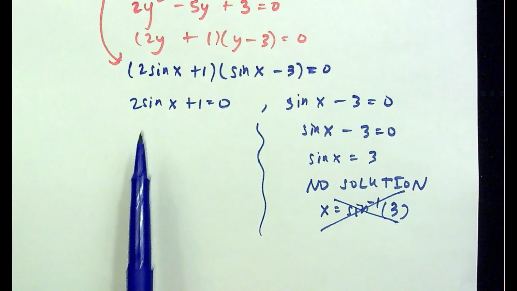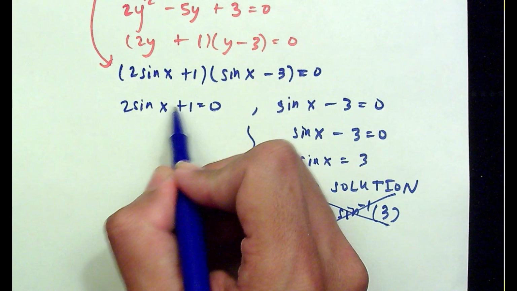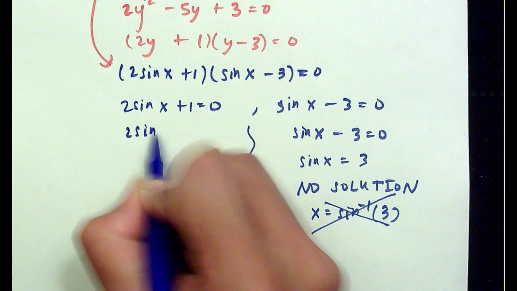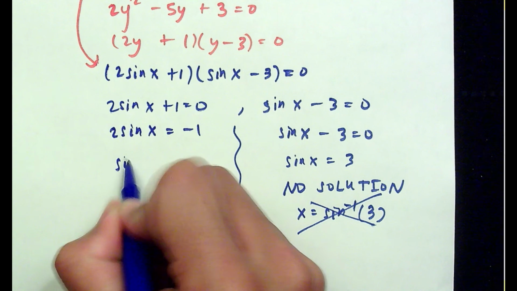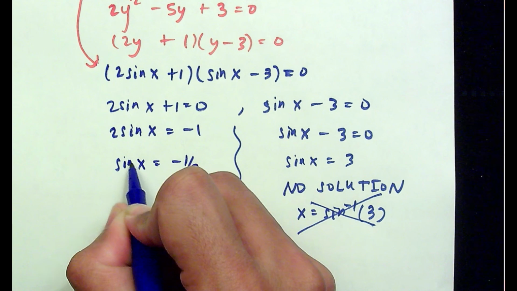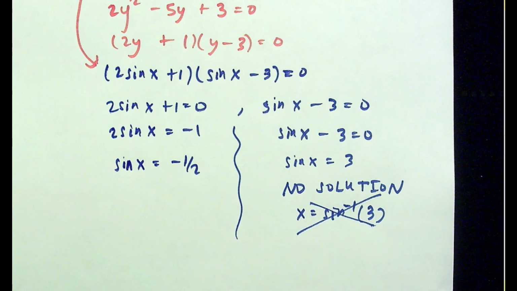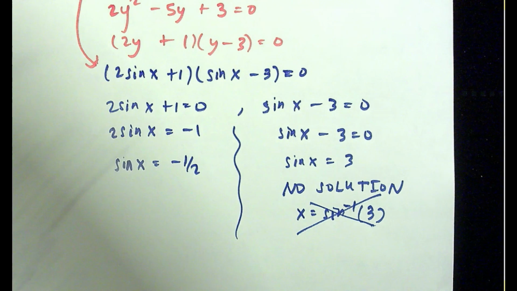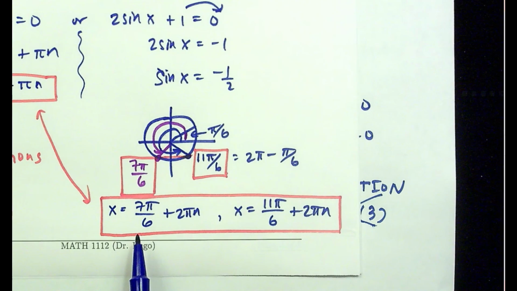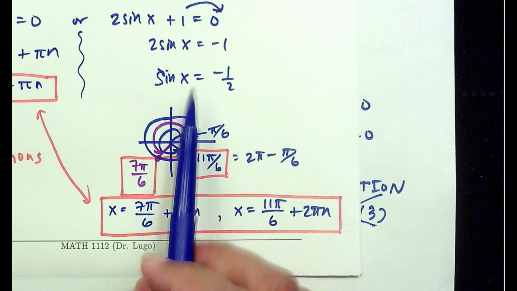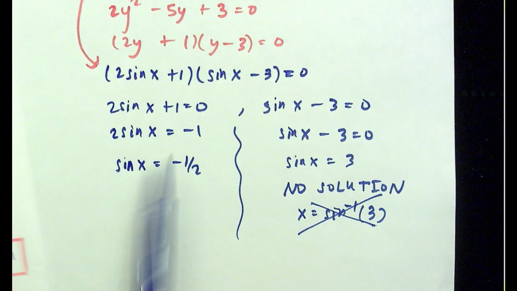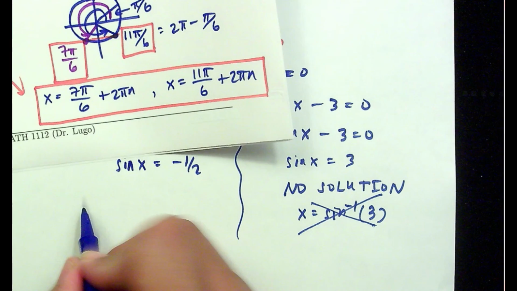Now let's work out this side. Move the 1 to the other side, so you will get 2 sine of x equals negative 1. Divide by 2, so you will get sine of x equals negative 1/2. And this one is one that we actually just solved. So instead of doing it again, I'm just going to get the results from the previous problem. So the solution to this equation that we just encountered again is 7 pi over 6.